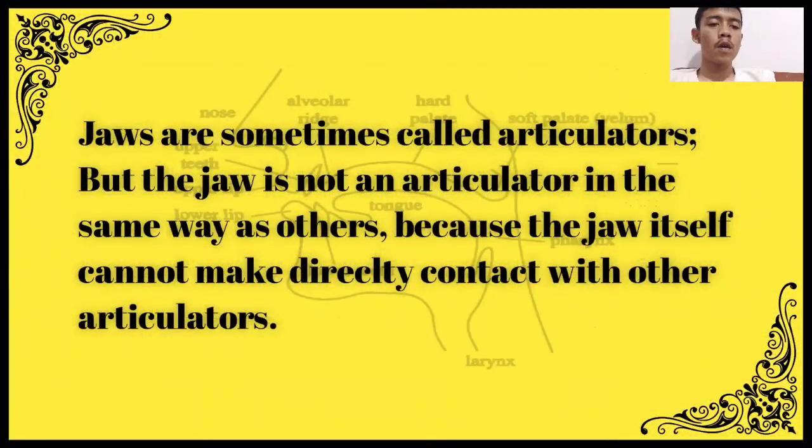The last, we can see the jaw. Jaws are sometimes called articulators, but the jaw is not an articulator in the same way as others, because the jaw itself cannot make direct contact with other articulators.